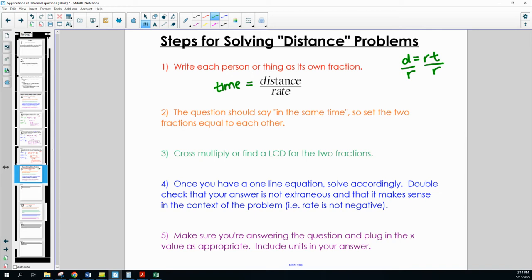And then again, steps 4 and 5 are similar to the last one. Make sure you solve your equation accordingly, check your answer for extraneous solutions, make sure it makes sense in the context of the problem, make sure you're answering the question, and make sure you include your units.